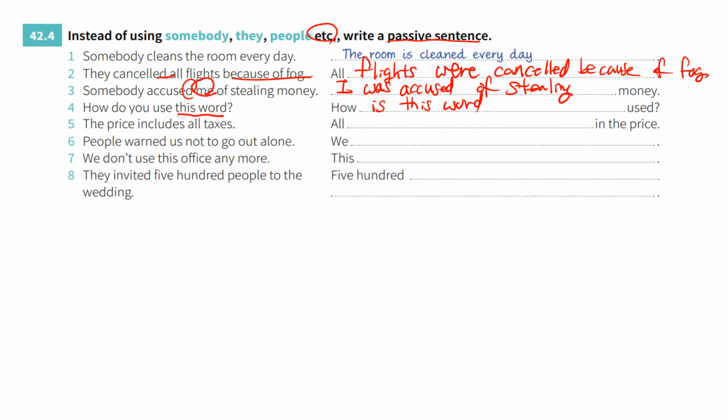The price includes all taxes, and then all taxes, now this is present, all taxes are included. All taxes are included in the price.